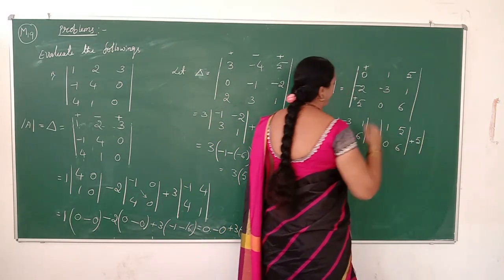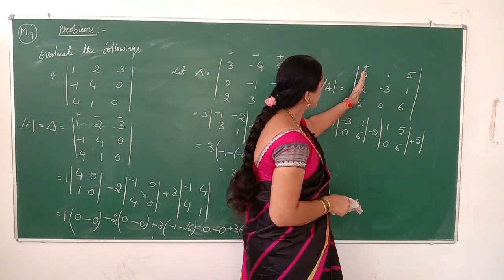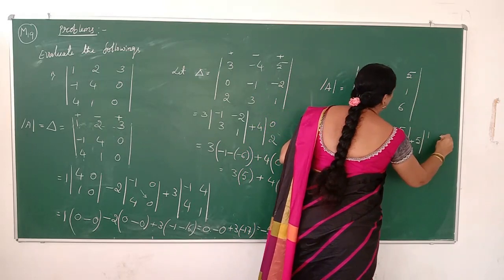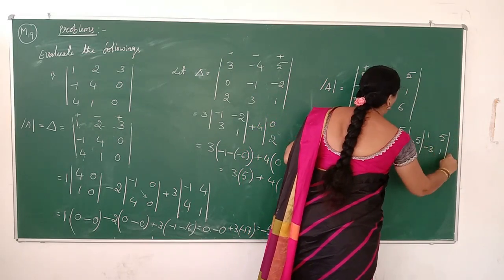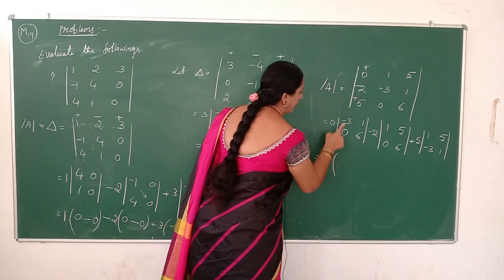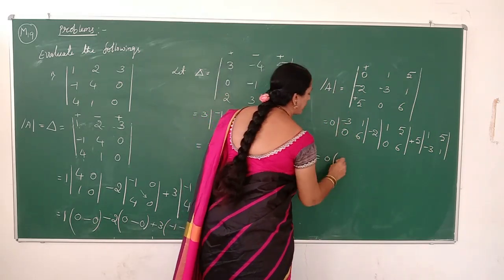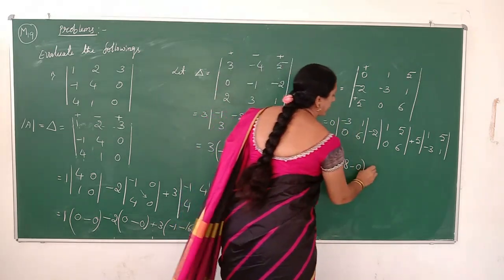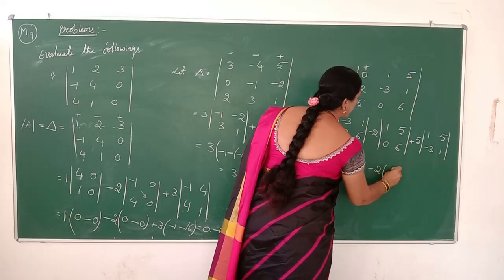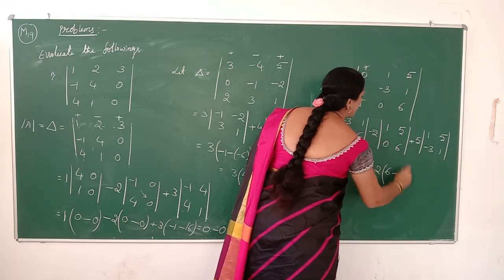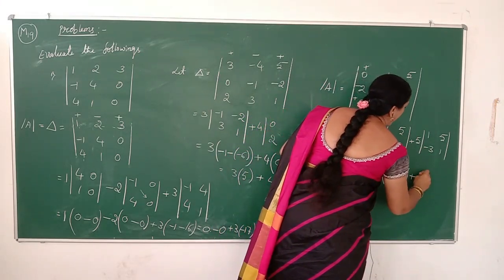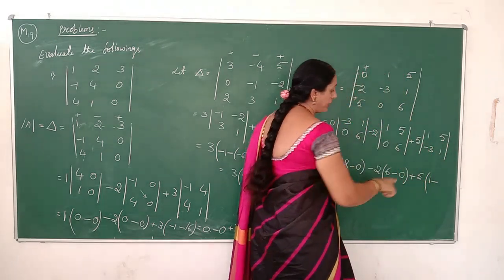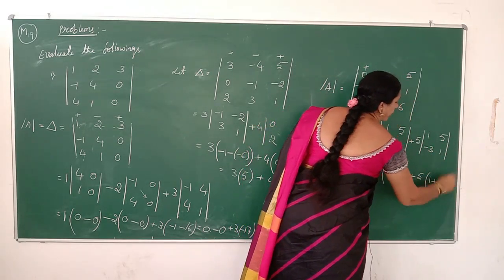5 is an element of the first column, third row. Again these elements get neglected and the remaining are 1, 5, minus 3, 1. So let us simplify. 0 of, what is the product of the left diagonal? Minus 3 into 6 is minus 18, minus right diagonal is 0. Second element is minus 2 of, left diagonal is 6, minus right diagonal is 0. And 5 of, left diagonal is 1, minus right diagonal is minus 15, minus into minus is nothing but plus 15.